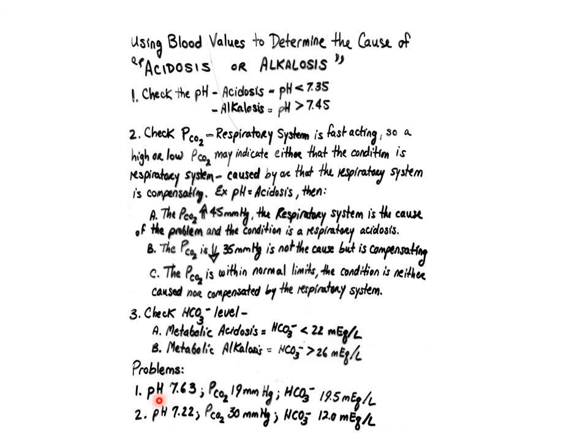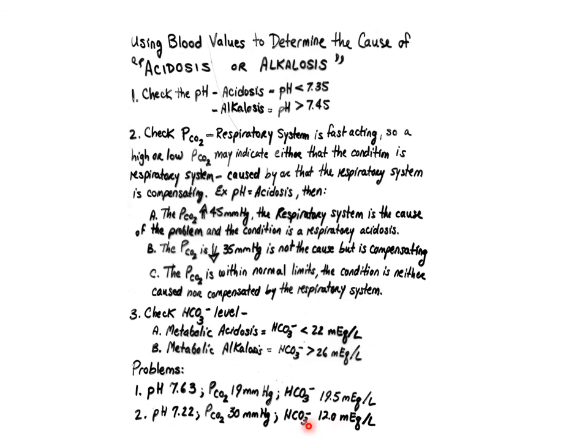Let's go to the next one. pH is 7.22. What does that mean? That is acidosis. My CO2 is 30. That is low, which is alkalosis. And your bicarb is 12. That's low, which is acidosis.